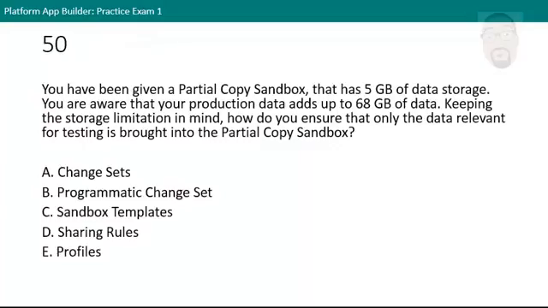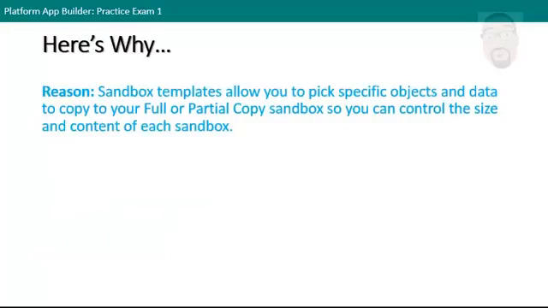You have been given a partial copy sandbox that has 5 GB of data storage. You are aware that your production data adds up to 68 GB of data. Keeping the storage limitation in mind, how do you ensure that only the data relevant for testing is brought into the partial copy sandbox? Sandbox templates. Sandbox templates allow you to pick specific objects and data to copy to your full or partial copy sandbox so you can control the size and content of each sandbox.